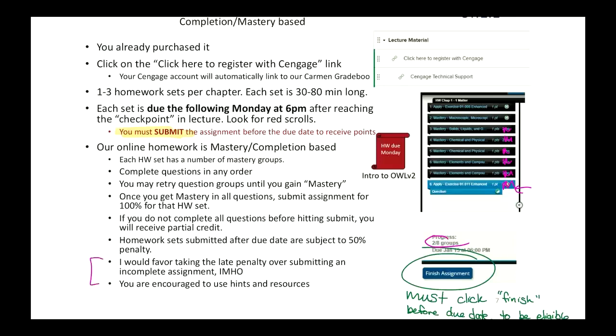If you're getting close to the due date and you don't think you'll finish, I would favor taking the late penalty over submitting an incomplete assignment, because you can still submit an incomplete assignment before the due date, but you only get partial credit. So do weigh those options.